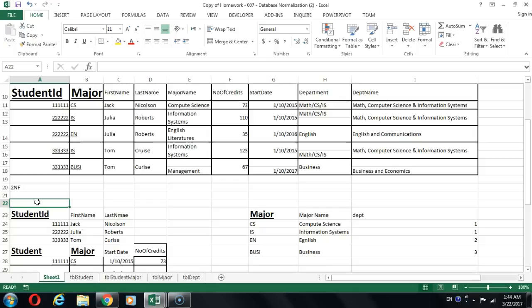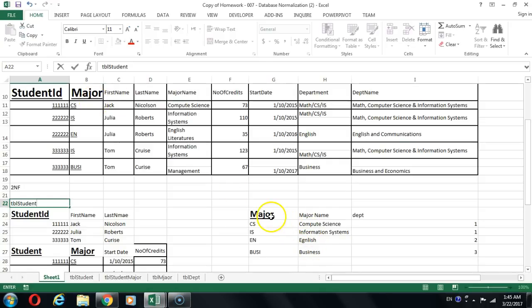It's good to have a name for this table right up in the beginning and say, okay, this is my table, and I'm going to call it students. I'm going to call students here. We continue. Major name is basically dependent only on the major.